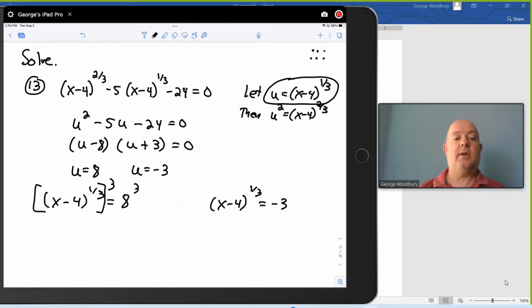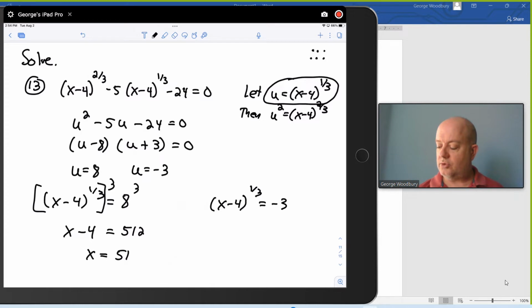On the left-hand side, that just leaves me with x minus 4. On the right-hand side, I've got 8 to the 3rd power, which equals 512. And then I can add 4 to both sides to get my first solution, which is 516. Now, because the denominator in the exponent was a 3, we can take the 3rd root of negative numbers as well as positive. I don't really need to check for extraneous roots here.